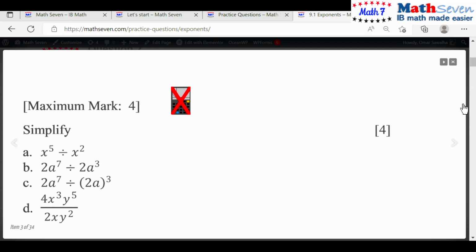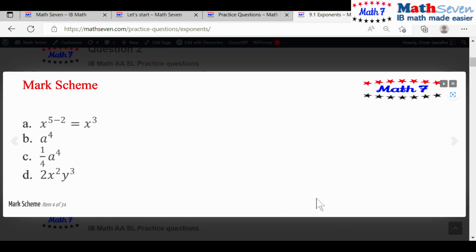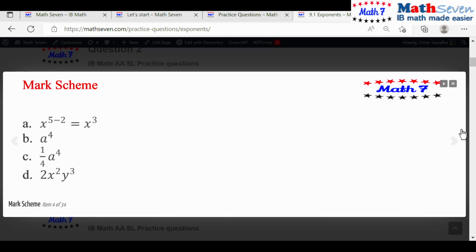Check it. There you go. All right. See, 2x squared, y cubed. Right? Okay, done.